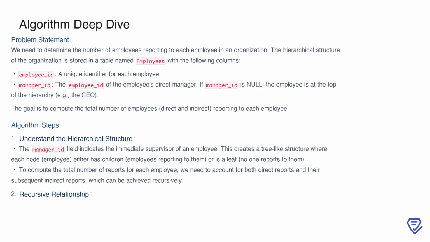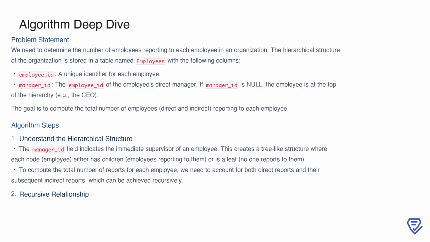To solve this problem, we need to determine how many employees report to each employee in an organization, including both direct and indirect reports. The organizational hierarchy is defined in the employees table, where each row represents an employee. The employee_ID uniquely identifies each employee, and the manager_ID points to their direct manager. If manager_ID is null, the employee is at the top of the hierarchy, such as the CEO.